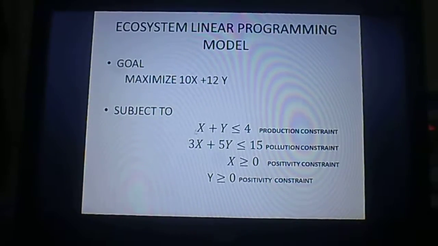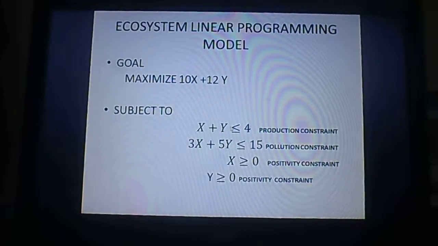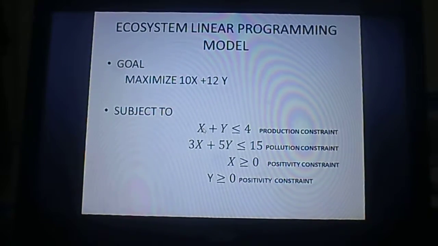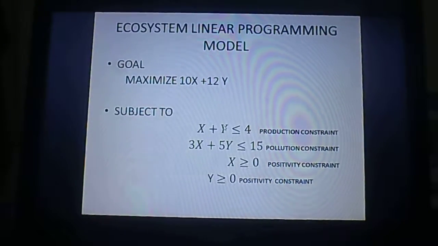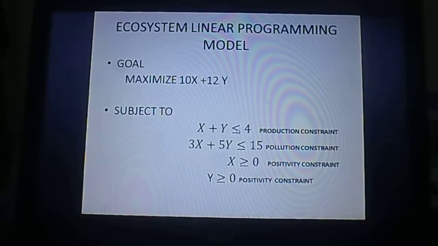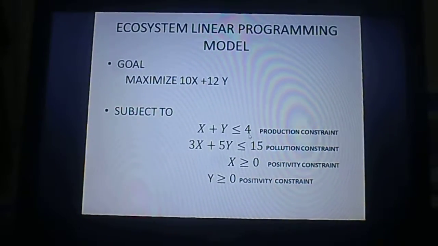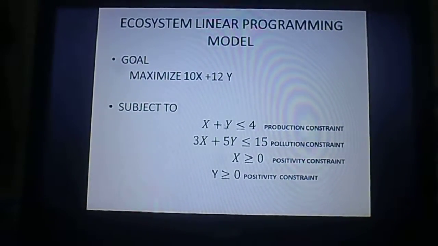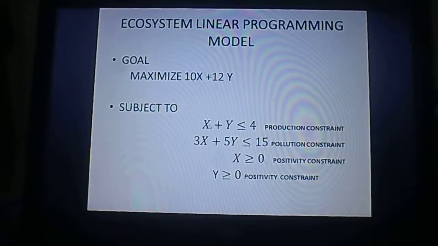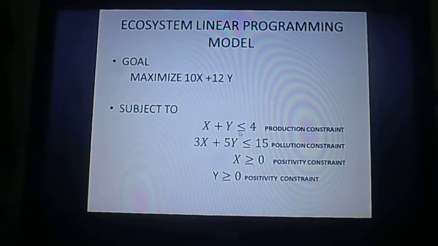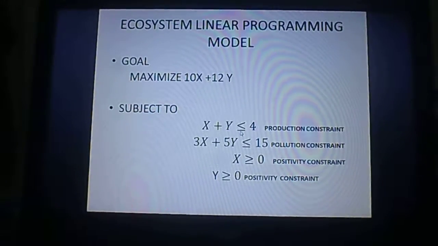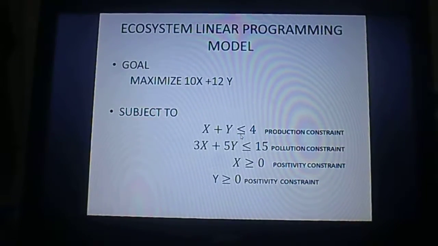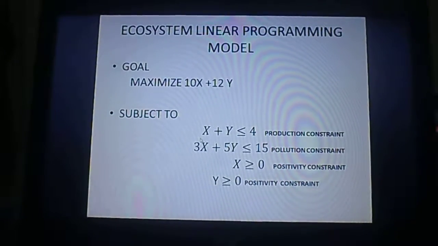The ecosystem entity may use an amount x and an amount y, which therefore may be less than 4, or may use an amount of x and y so that the sum of the amounts, or the quantities, is equal to 4.